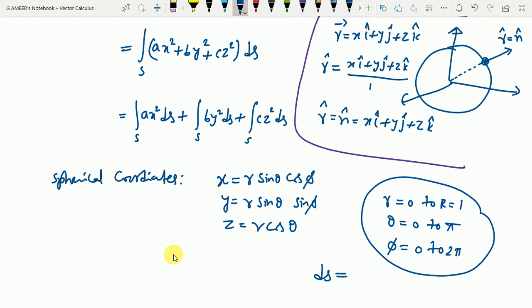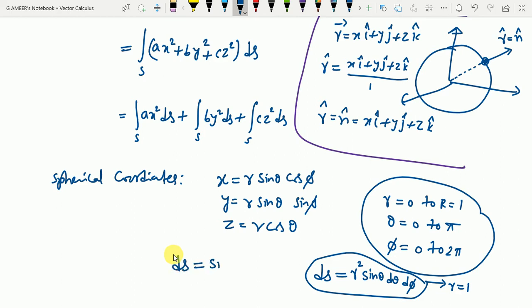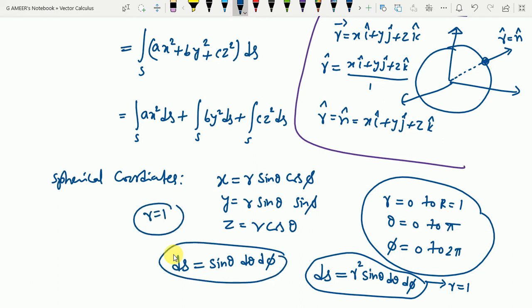Yeah. So the surface element will be r square sine theta d theta d phi. This is the surface element. But the radius is 1, that is r is equal to 1 here. So the surface element will be only sine theta d theta d phi. So everywhere wherever r is there you can put 1 for the surface elements.